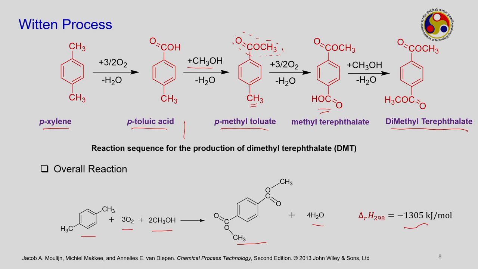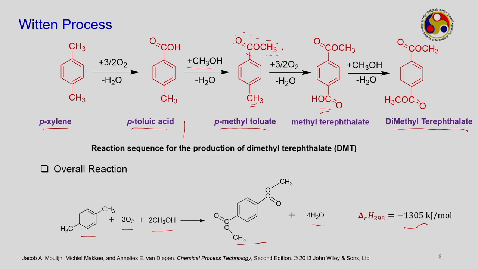So you should remember these: paratoluic acid, the first step. Then you change to methyl toluate and methyl terephthalate. Methyl terephthalate means you have one position. The terephthalate group means that you have double O, but you are not able to convert the methyl group H. This H gets converted to CH3 and you get an ester, dimethyl terephthalate.